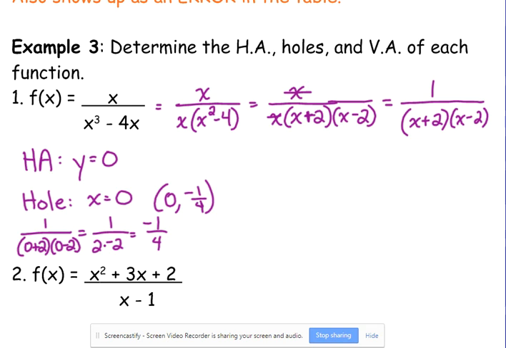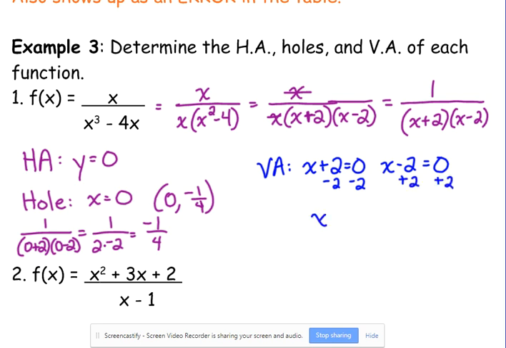Okay? And then vertical asymptotes, we take what's left in the denominator and we set it equal to 0 if possible. It is possible that we may not be able to set what's left in the denominator equal to 0. If that had been a plus instead of a minus, we would have had x squared plus 4. x squared plus 4 will never equal 0, so you wouldn't have a vertical asymptote in that case. But in this case, we actually have 2. We've got one at negative 2, and we have one at positive 2.